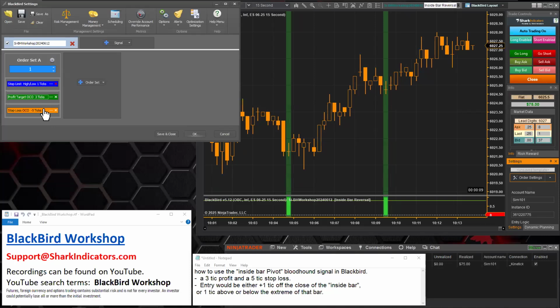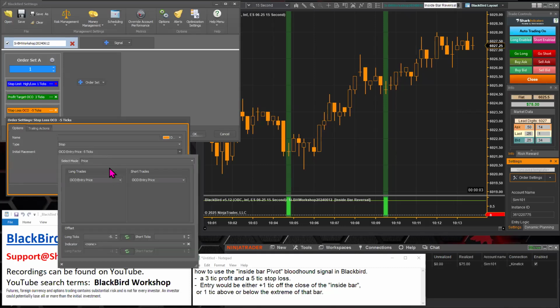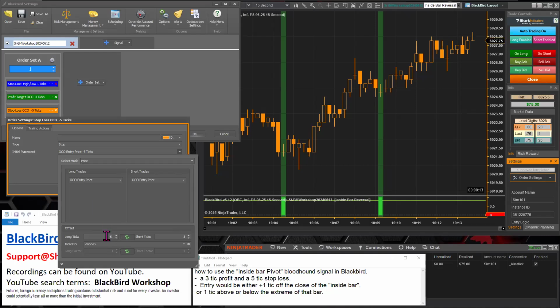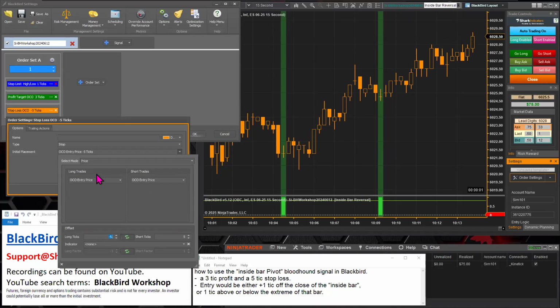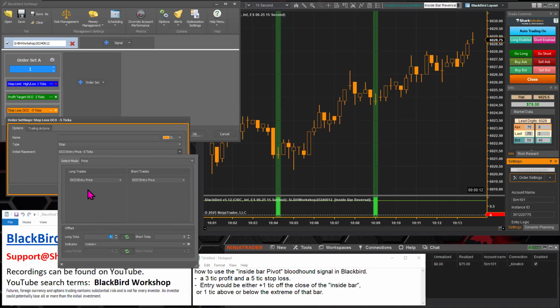So stop loss, that menu looks exactly the same. Initial placement, this is the exact same menu, except because this is a stop loss, we're using negative numbers now. So we're adding a -5 to the entry price. This is basically all simple math there.